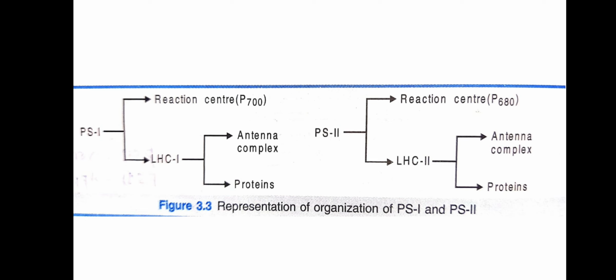One photosystem consists of a reaction center, which is the main chlorophyll a pigment, and a light harvesting complex. The light harvesting complex consists of an antenna complex and many proteins.